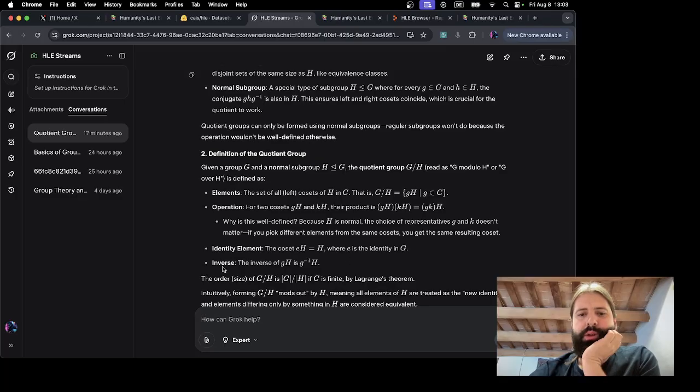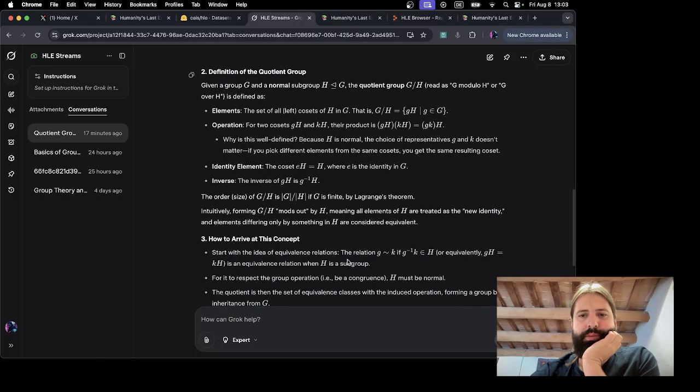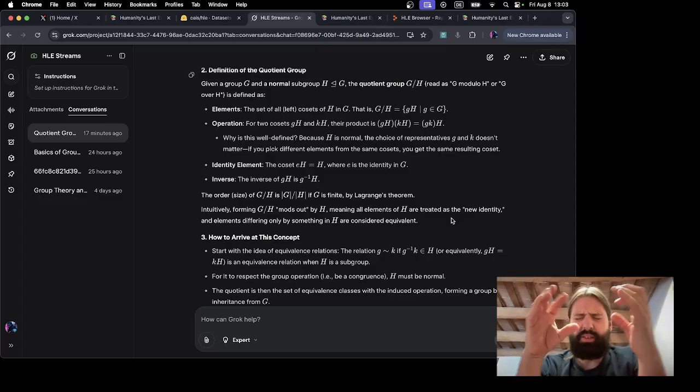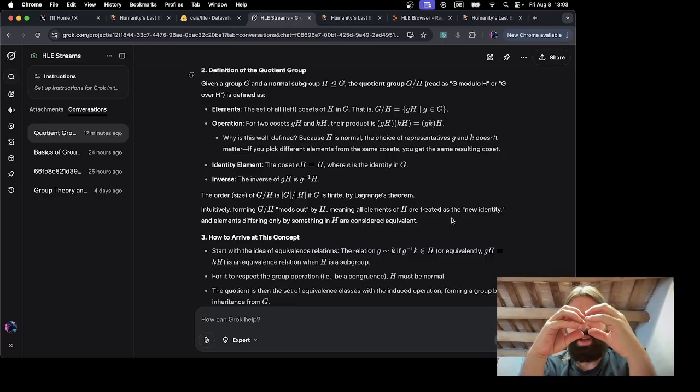The identity element, the inverse, the order. The size of G divided by H, meaning we mod out by H, so all elements of H are treated as the identity. I guess what this does is it picks H as a subset, and basically says we're just going to look at that.